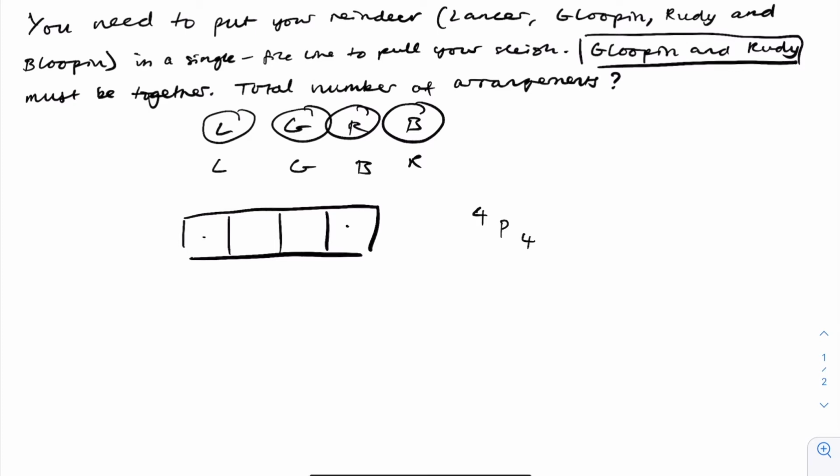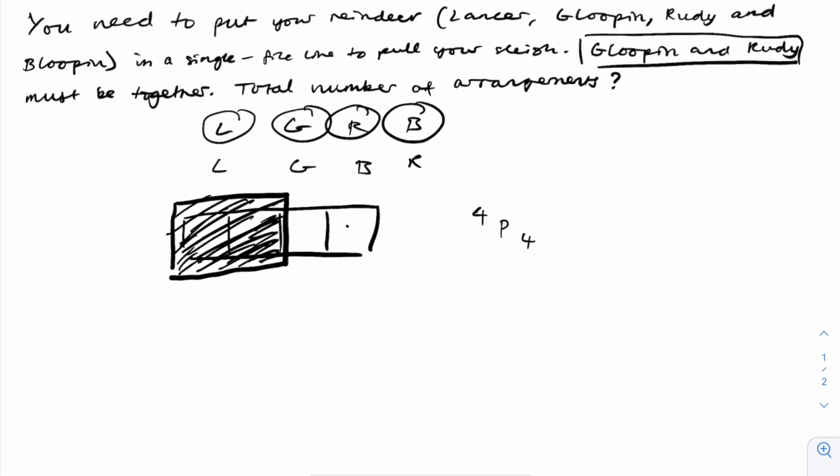So the thing we need to do is, since Glupin and Rudy are together, we need to put them as one unit. So let's just reserve these 2 boxes for Glupin and Rudy, and let's make them 1 unit. So this is no longer 2 things. Now we actually have 3 things to consider because we've just merged one together to make Glupin and Rudy. Glupin and Rudy are in this box because they must be together.